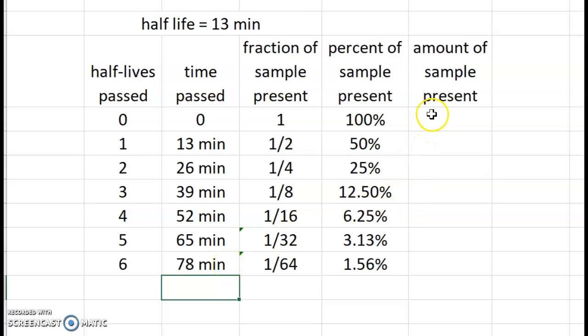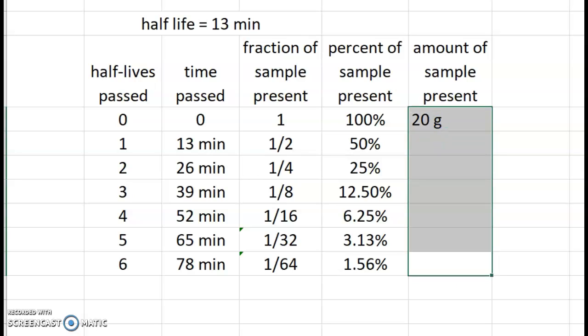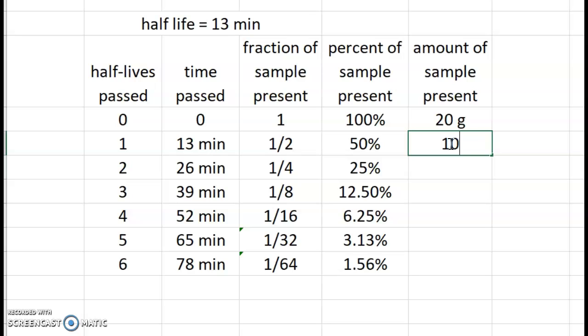For the amount of the sample present, you have to know how much was there to start. It might be given as a number of atoms, or it might be given as a mass. So I'm just going to pick 20 grams as the amount of sample there to begin with. And it's the same deal as before. It's really pretty simple once you get the idea of the graph. Every time a half-life goes by, you cut that in half. So after the first half-life of 13 minutes, you've got 10 grams. And then after another 13 minutes goes by, you're down to 5 grams. And again, just keep cutting it in half each time.